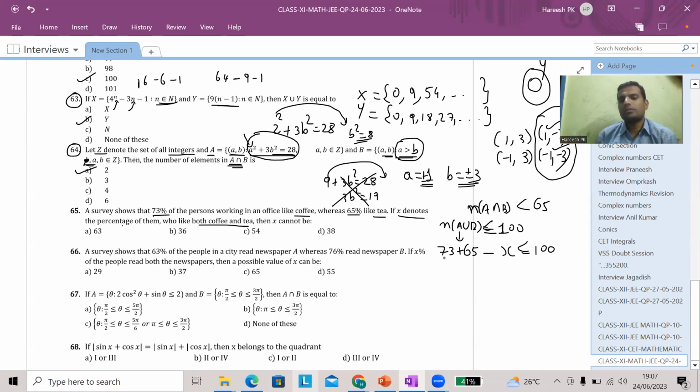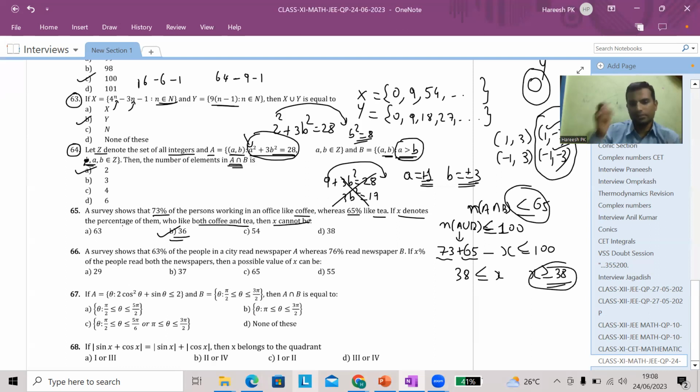So now 73 and 65 will give you 138, isn't it? 138. So 138 minus 100. So 38 is less than equal to X, or X should be greater than equal to 38. So it should be greater than or equal to 38 and less than equal to 65. So between 38 and 65, including 38, 65, it is allowed. So the one value which is not allowed is 36. So x cannot be 36.